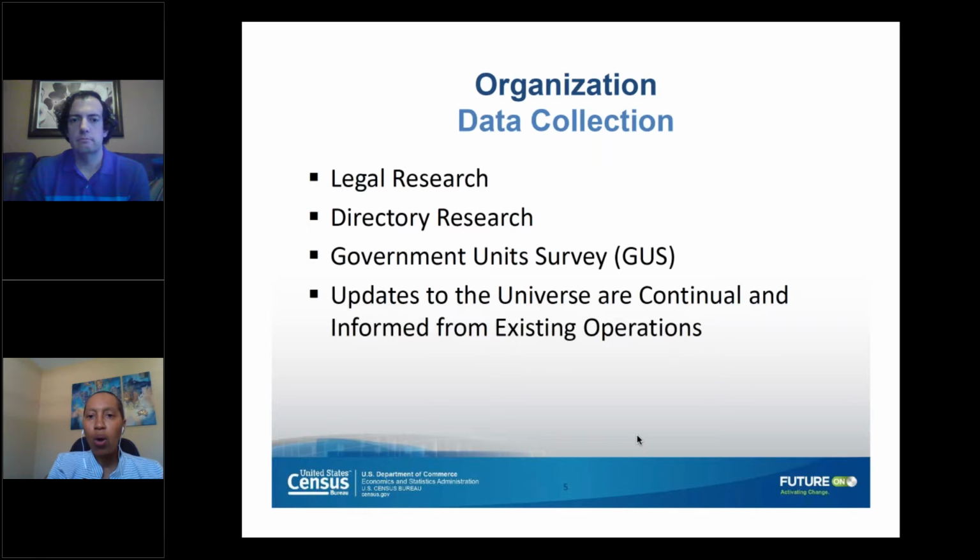So how are these data collected? One way these data are collected about the number and counts of governments is through the Government Unit Survey, which is mailed out every 5 years. The 4 years that we don't do that survey, we have staff that conduct legal and directory research to determine births and deaths of governments. So we are continually researching whether a government has come in or if a government has died. And we get a lot of those throughout the year.